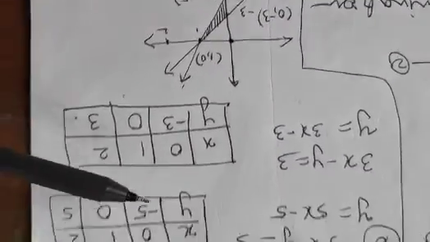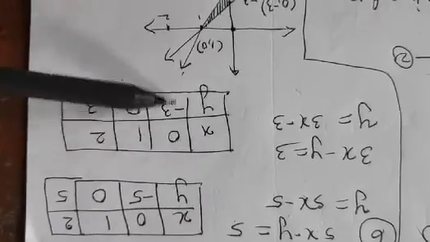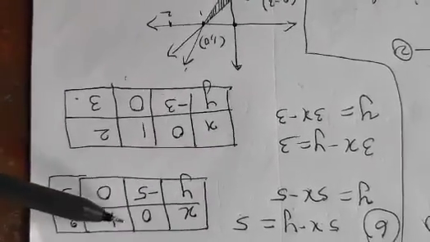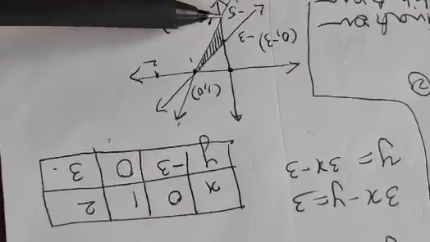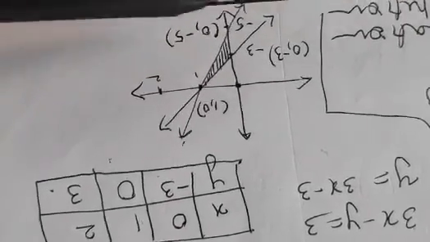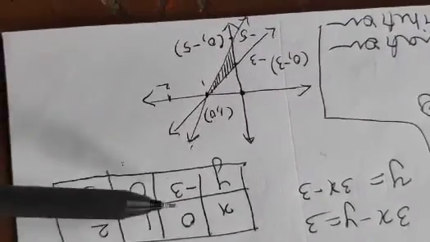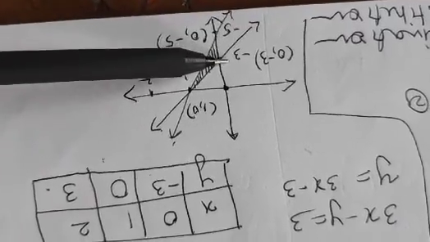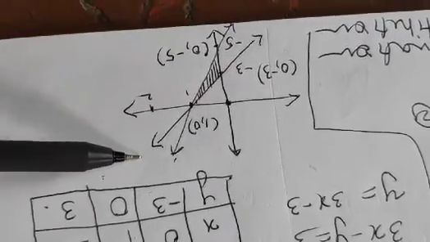So here see, I have considered only these two and these 2 points. 0 and minus 5, 1 and 0. I will draw a line passing through them. Second is 0 and minus 3, 1 and 0. I will draw another line passing.